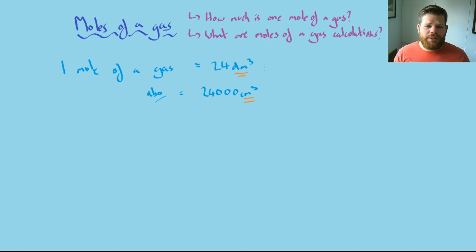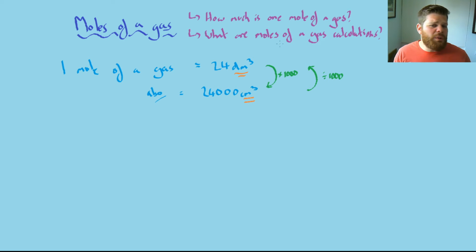So I hope you can notice the conversion between the two. If I wanted to go from decimeters cubed to centimeters cubed, I need to multiply by 1,000. If I wanted to go from centimeters cubed to decimeters cubed, I need to divide by 1,000. So that's just a key thing to remember there.